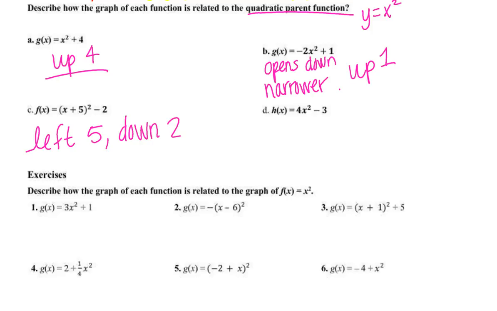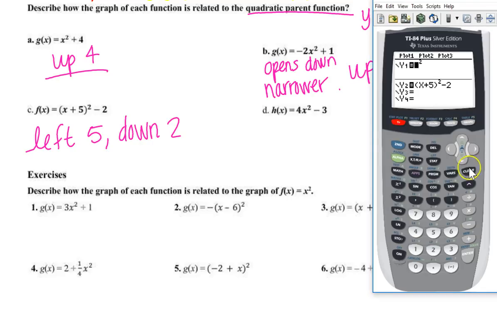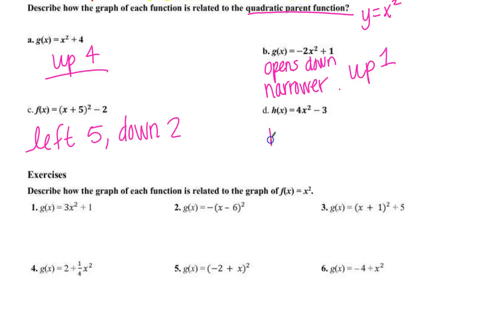Okay, so D. So y equals, let me clear that out there. So x squared is our original, and then 4x squared minus 3. So there's my original guy, my parent function, and here's my new guy. Whew. He got narrower and he shifted down 3, right? So obviously he moved down, and then I can tell it's 3. So he got narrower and down 3.